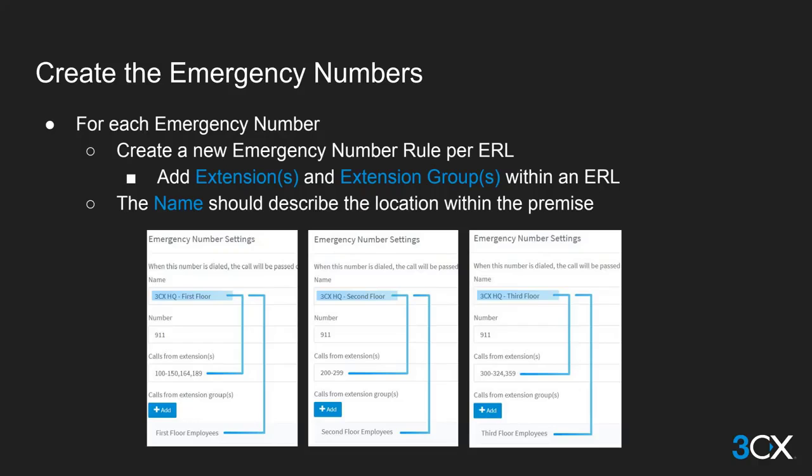911 is used in all cases, but we have assigned a different emergency number name. This will be our policy name. More on the policy name shortly. We can see that we have defined the emergency names as 3CX HQ, followed by the floor. You notice that the extensions are defined for each floor separately, with the relevant extensions and extension groups defined for each rule.